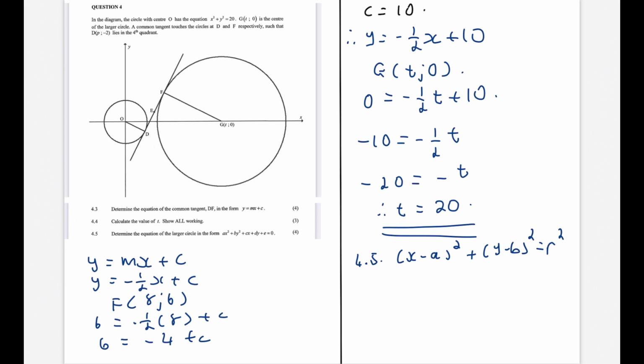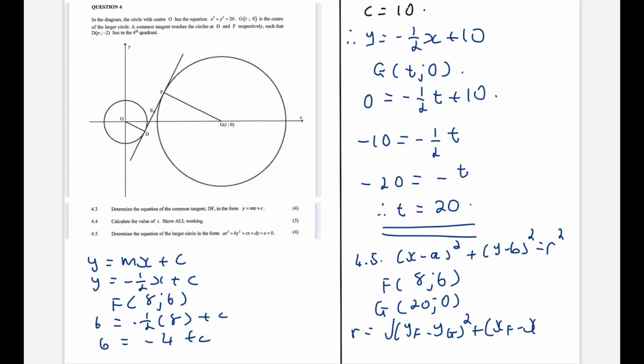We know that G is just (20, 0), but let's find the radius, the length of FG. F has the coordinates (8, 6), G has the coordinates (20, 0). So how long is r? It is the square root of (y value of F minus y value of G) all squared plus (x value of F minus x value of G) all squared.